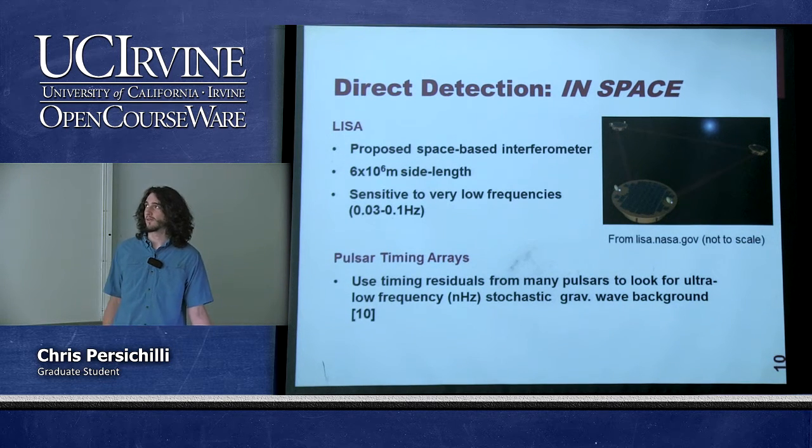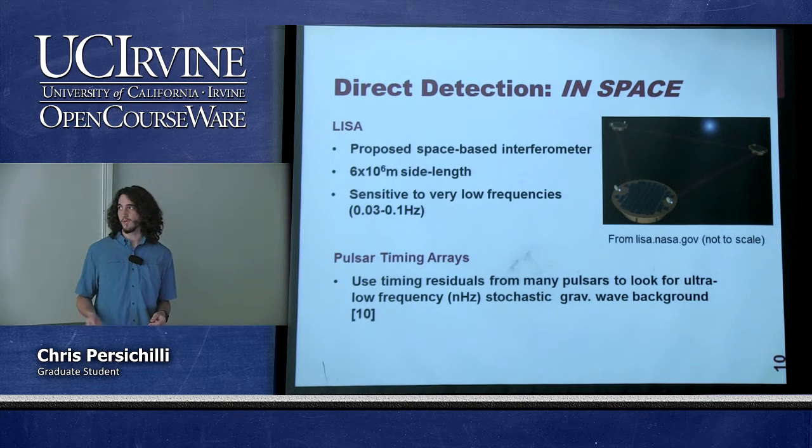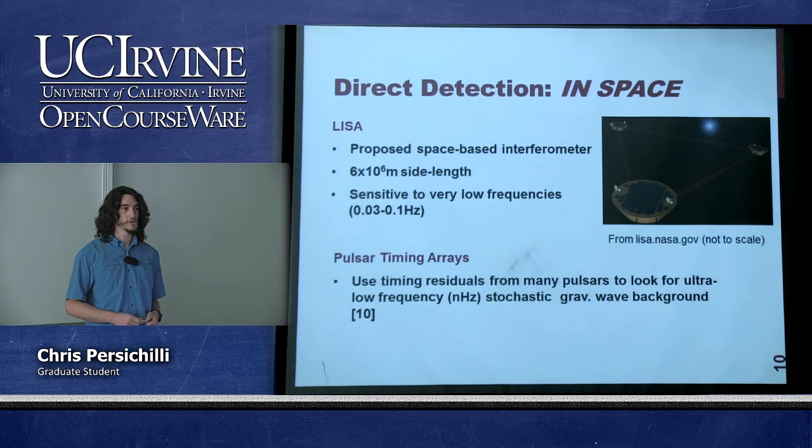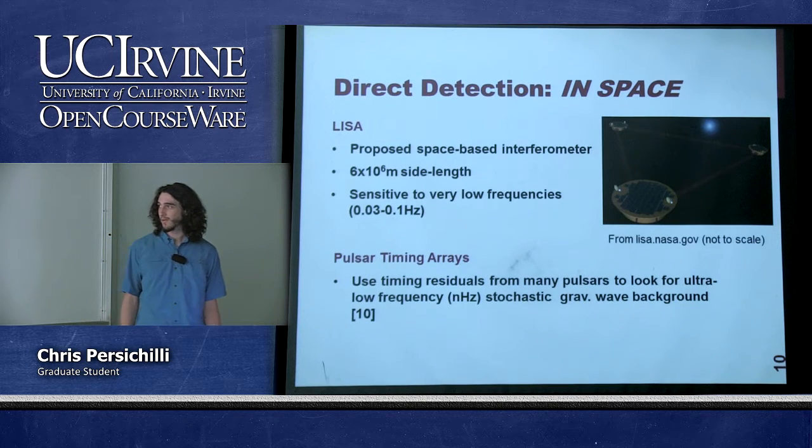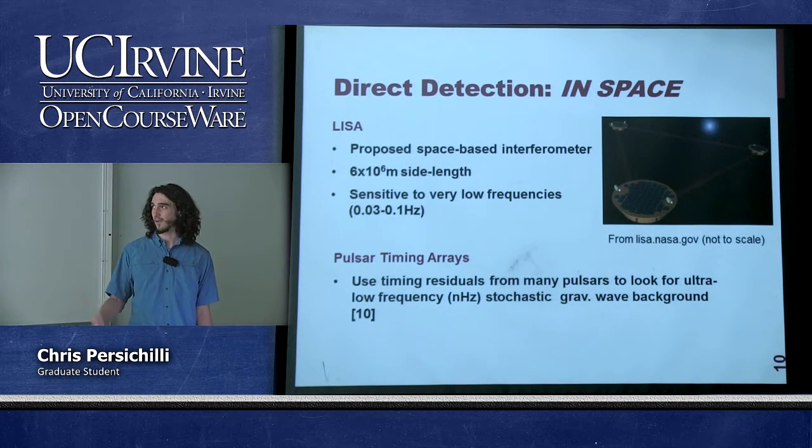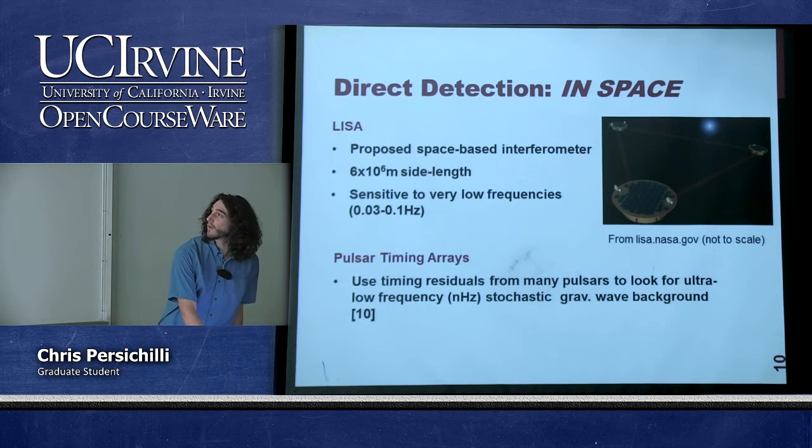Another potential way of directly detecting gravitational waves are these so-called pulsar timing arrays. Basically, you can think of pulsars as natural clocks. They repeat at a very stable frequency, with a certain spin down, which you can calculate. And then by looking at many of these timing signals that are very far away, you can look for residuals in those timing signals to look for extremely low frequency gravitational waves that are affecting the space between Earth and those pulsars. Frequencies on the order of nanohertz. And again, looking to just detect the stochastic background.